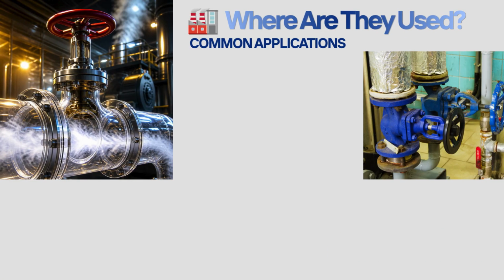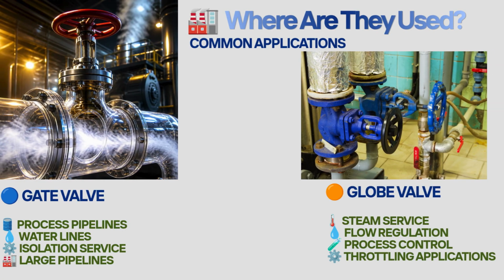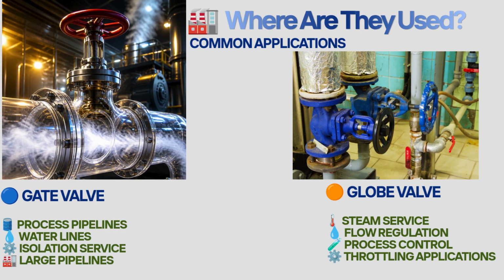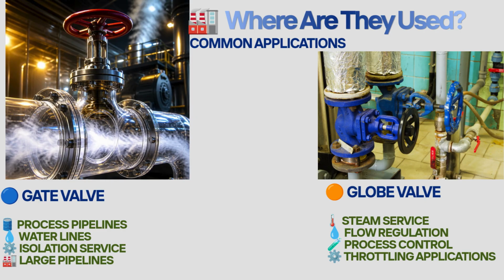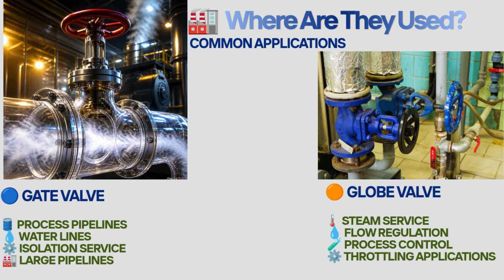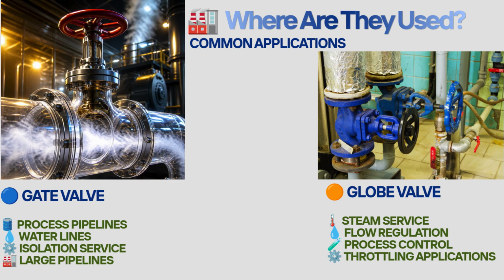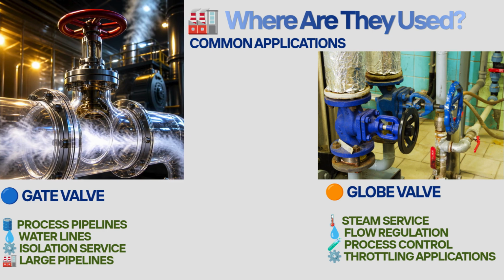Gate valves are commonly used for pipeline isolation in process, water and utility service. Globe valves are commonly used where flow regulation is required, including many steam and process applications. The final valve selection should always be based on the process condition and piping design.